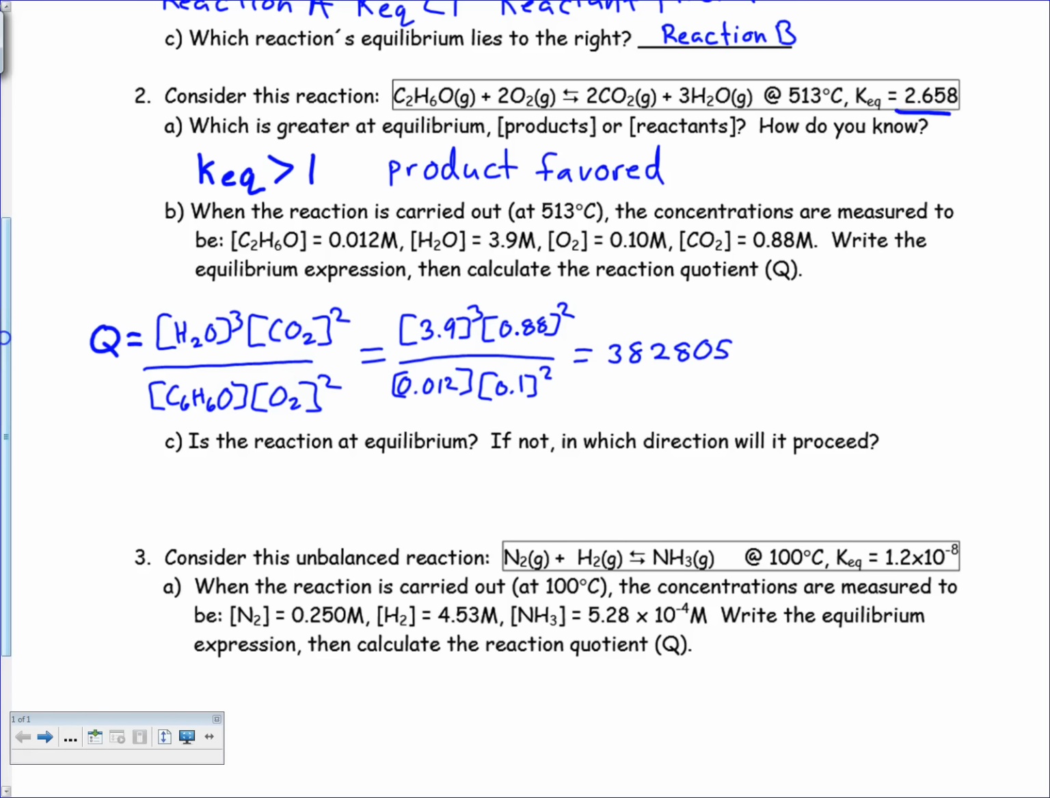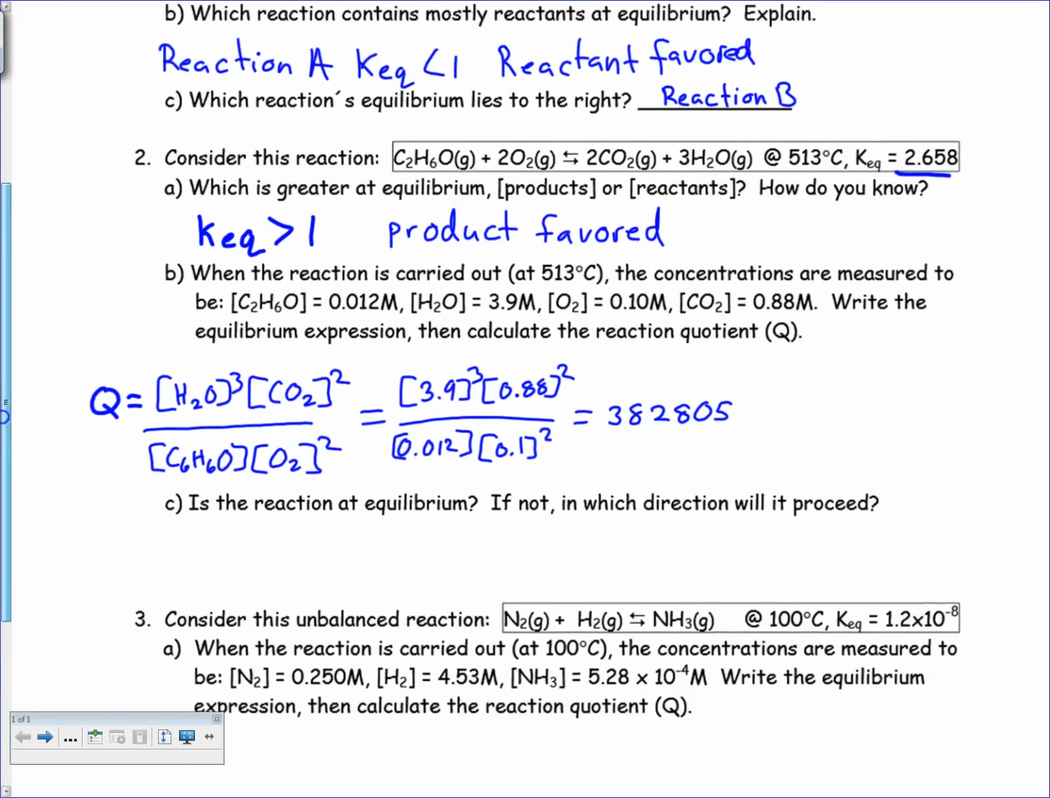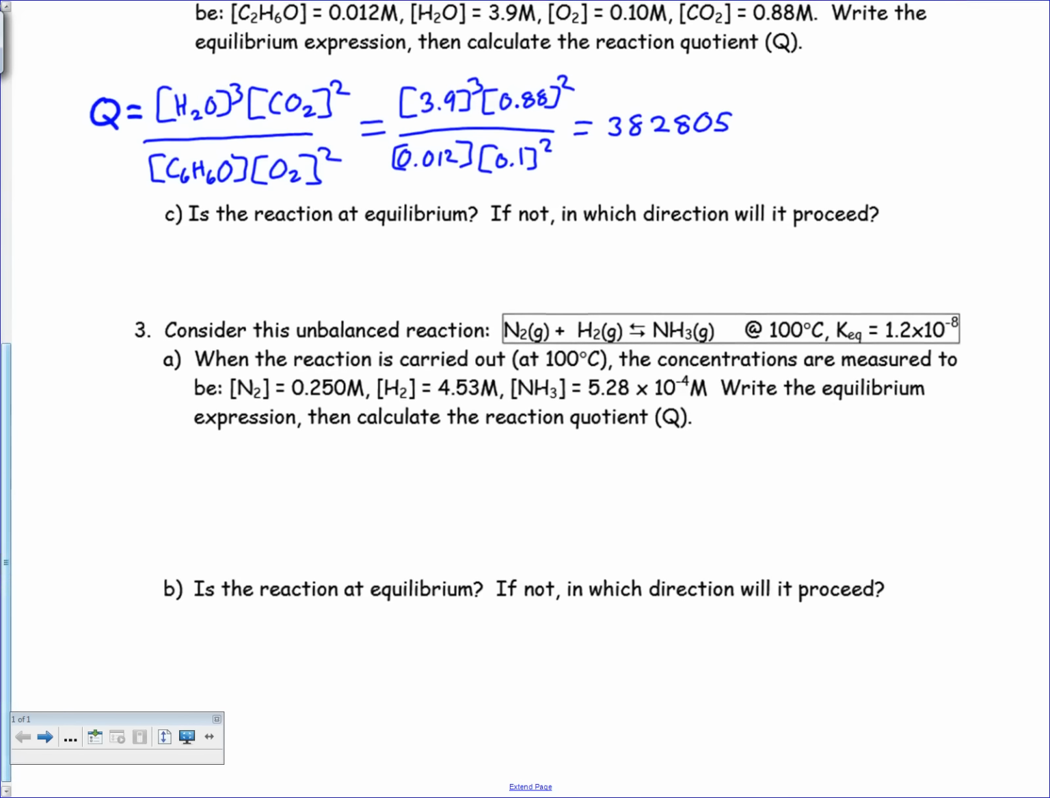All right, and so what we're doing with this Q, we're testing, we're seeing if it's at equilibrium. The Q is really, really large. That means for the Q, the numerator, the top, is too large and the denominator is too small, which means we need to make more reactants, less products, which means that we're going to proceed left. So since Q is greater than Keq, the reaction proceeds left.